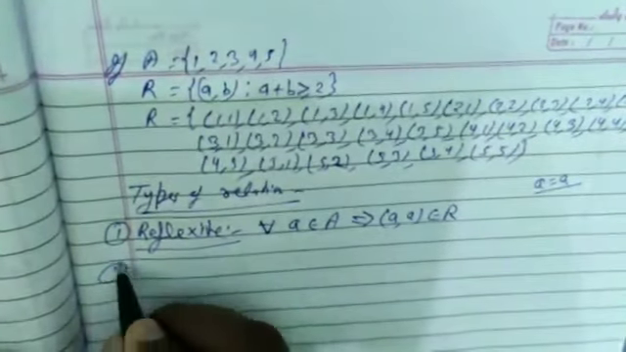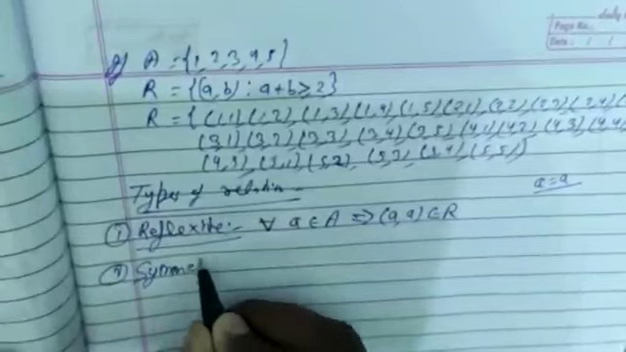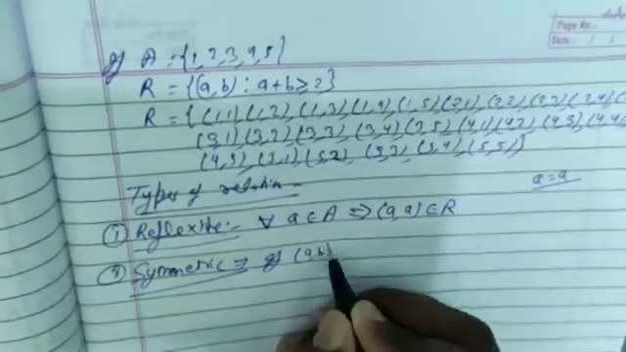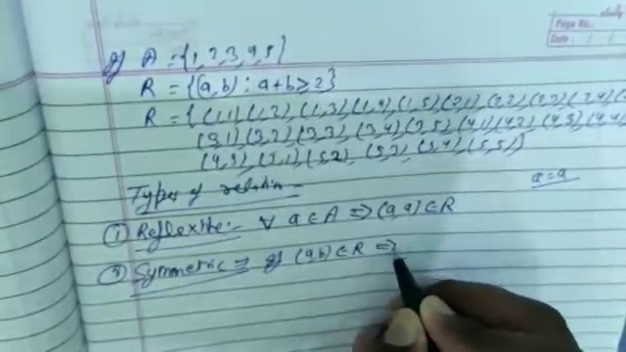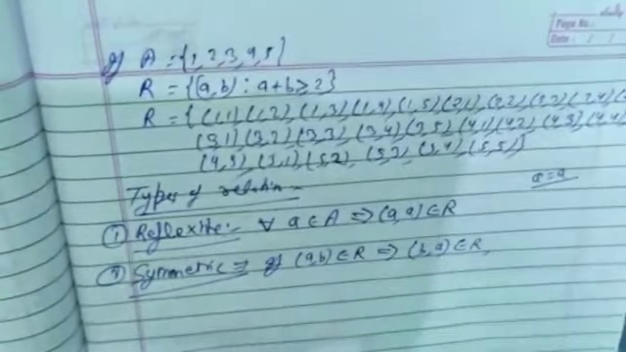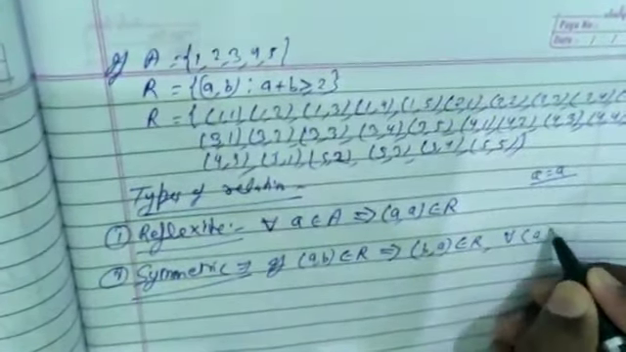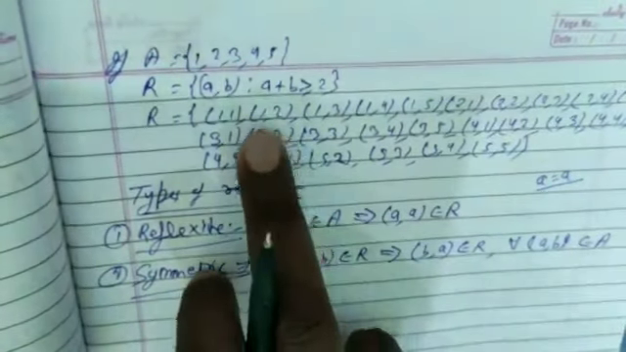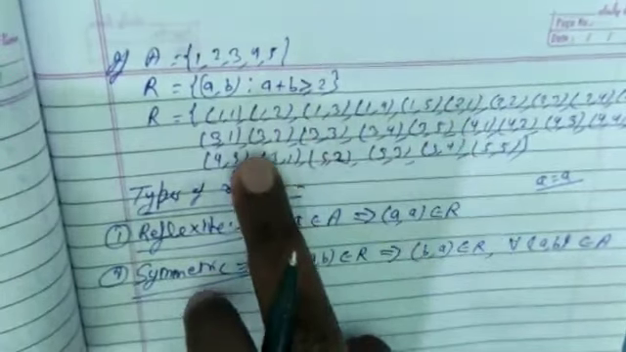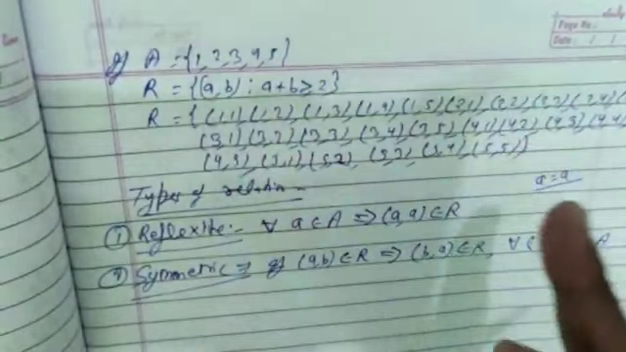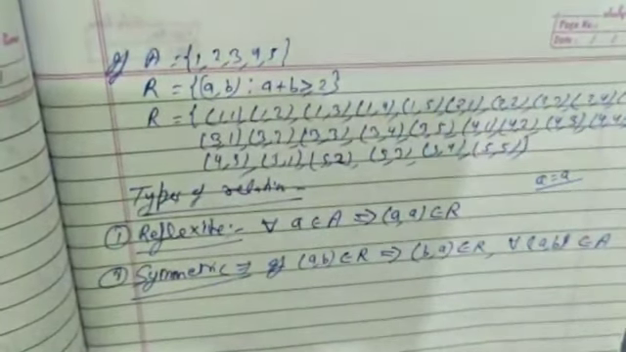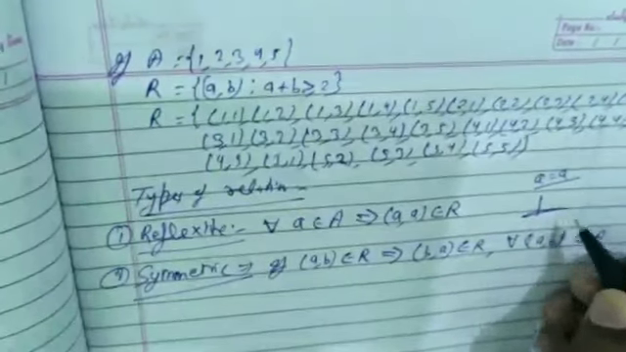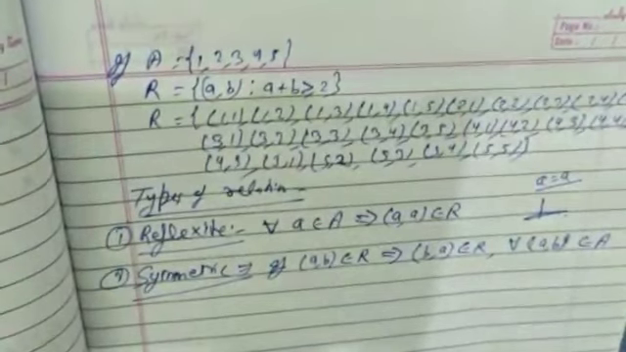And the second is the symmetric relation. Symmetric relation means if (a, b) belongs to R implies that (b, a) belongs to R, for all a, b belongs to set A. In the above example, (1,2) and (2,1), (3,2) and (2,3) is a symmetric relation. The perpendicular relation is a symmetric relation, which means if the first line is perpendicular to the second line, then the second line is perpendicular to the first line.